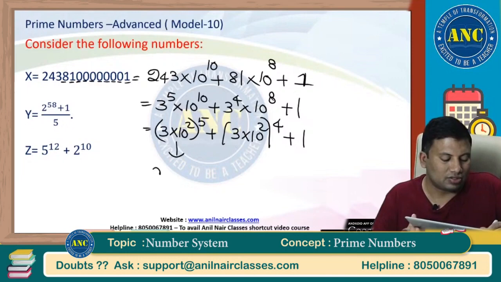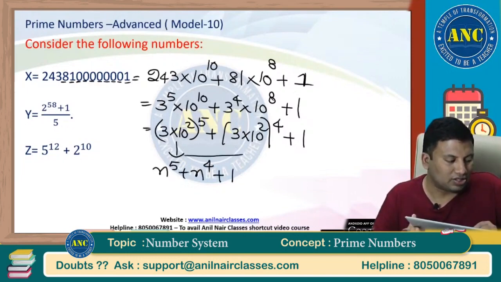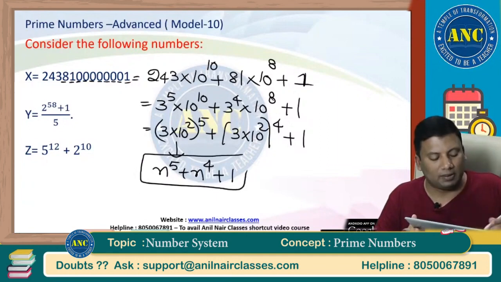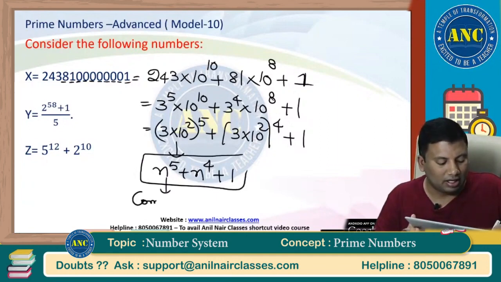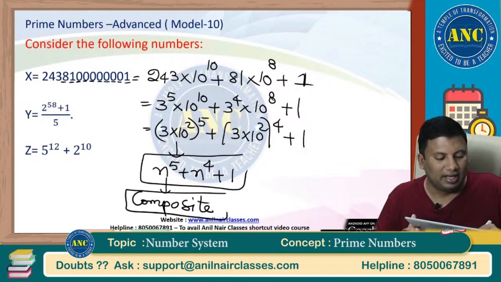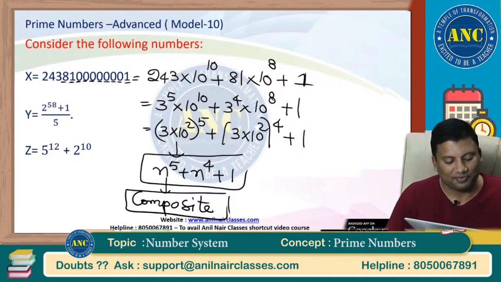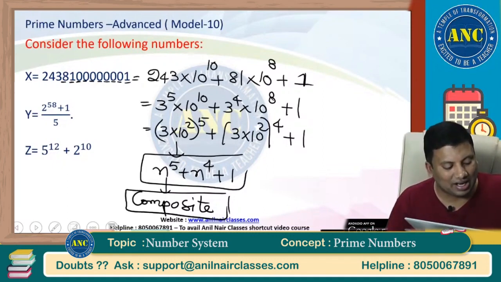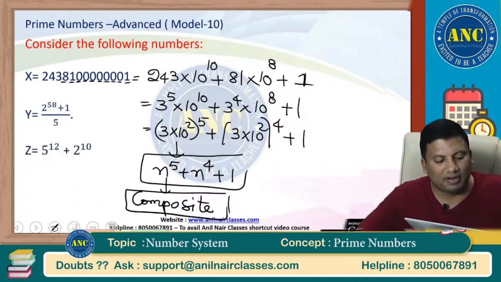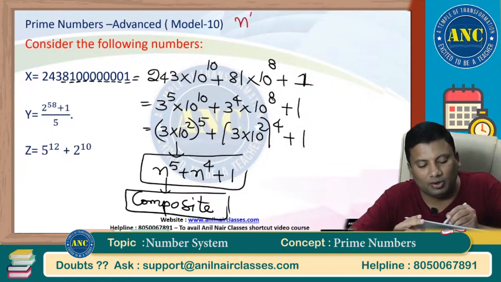3 into 10 square is n. N power 5 plus n power 4 plus 1. The number is always a composite number. See how beautifully larger numbers can be used to find out whether it is composite or prime. New logic.